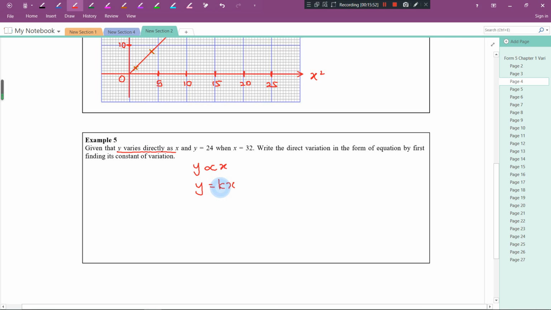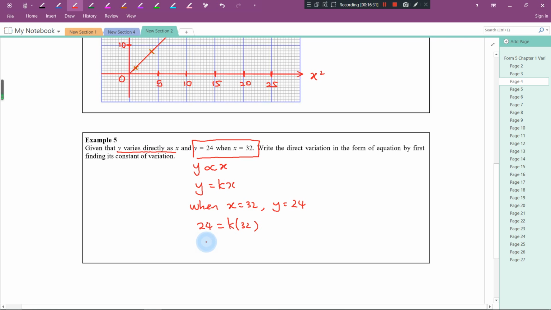I know that if I want to get the value of k, I need the value of y and also the value of x, right? So we have to look at these two values given by the question. When x is equal to 32, y is equal to 24. So now I'm going to plug in these two values into here. This is y and this is x. Y is equal to 24, is equal to k. I don't know the value of k, now I want to find it. X is equal to 32.